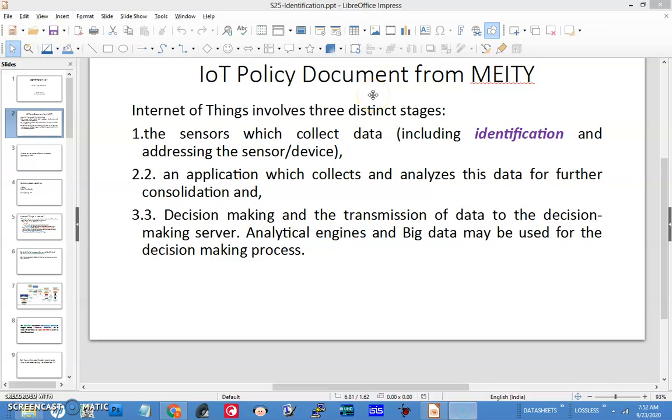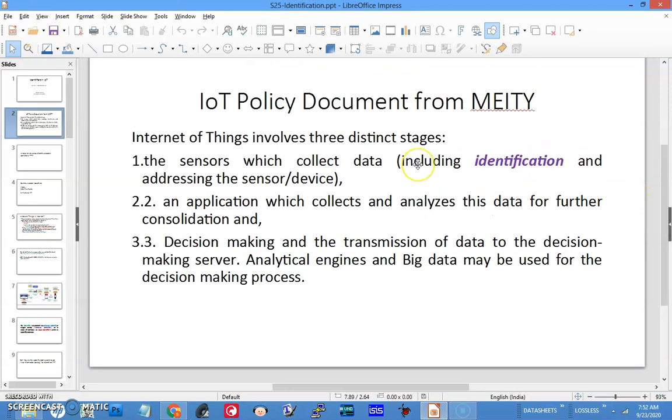Good morning, students. Today we shall look at the identifiers used at various levels of IoT. So, to get started, we'll have a look at the policy from the Ministry of Electronics and Information Technology. They have identified IoT to be a three-stage system, and identification is included in their first stage.